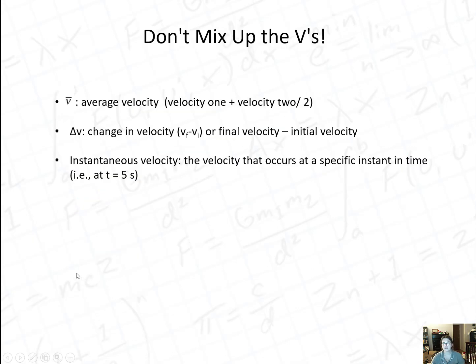There are some things that you have to make sure to remember. You have to make sure that you don't mix up the different velocities. There's the initial velocity. There's the average velocity here, the change in velocity here, and that's just the final velocity minus the initial velocity. And then the instantaneous velocity, that's the velocity that occurs at a specific instant in time, like at 5 seconds.